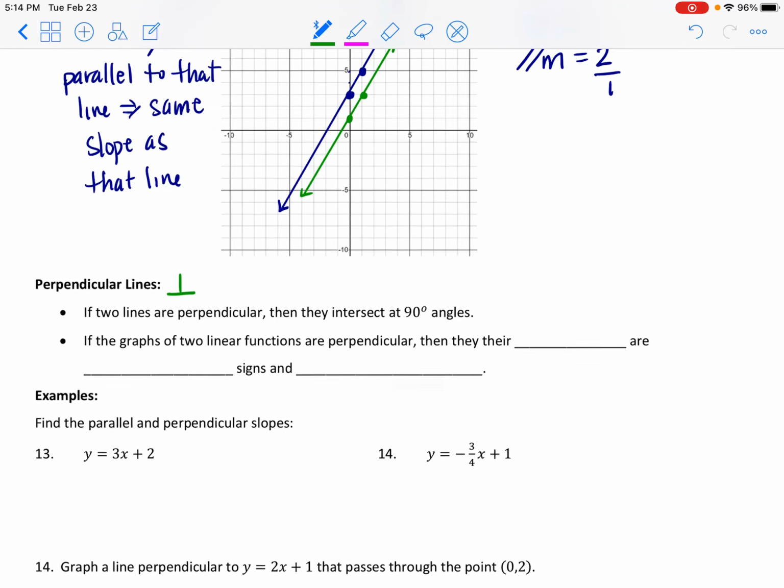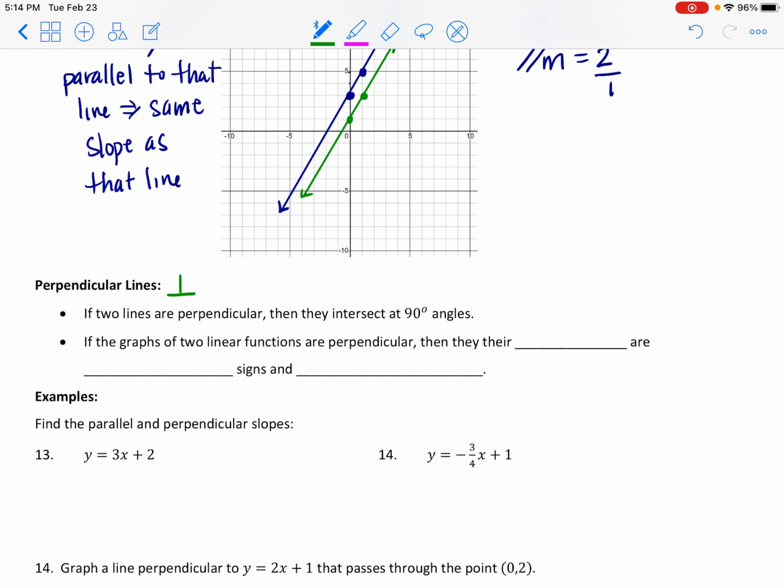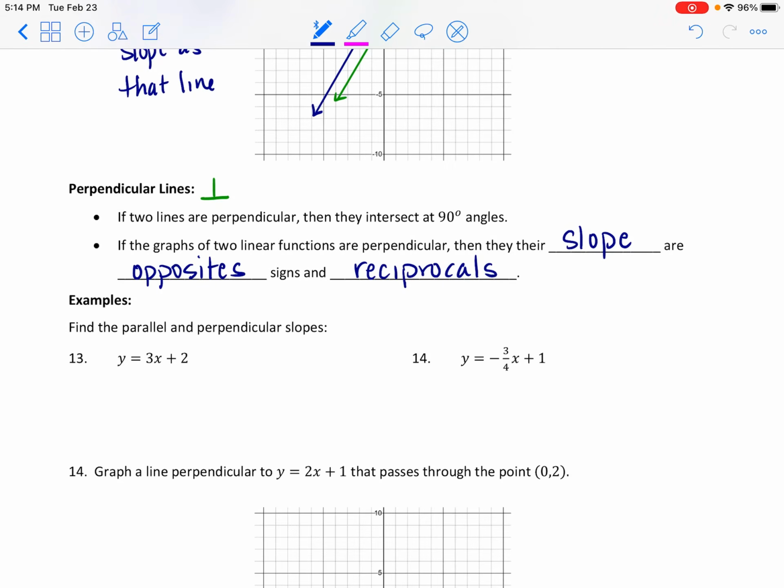Now, if the graphs of two linear functions are perpendicular, what happens is their slopes are definitely not going to be the same. One's got to be positive, one's got to be negative, so they have to be opposite signs. And their rates of change should be opposite, so they're going to also be reciprocals.